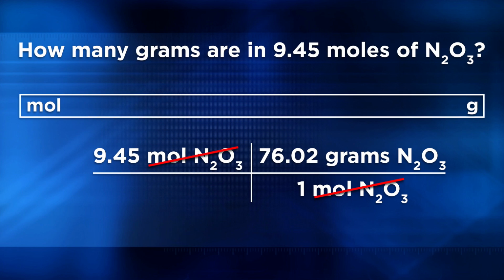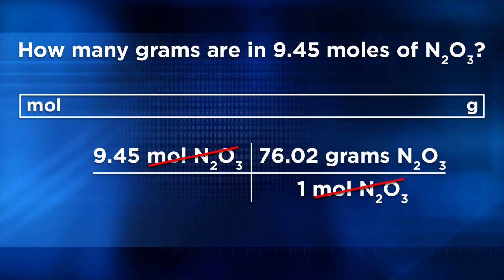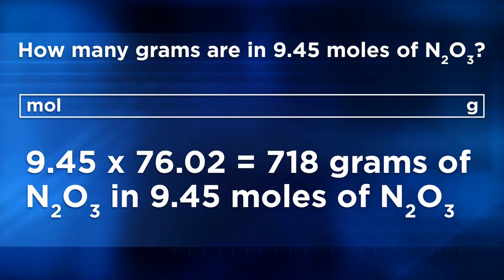Okay, let's read the question again. How many grams are there in 9.45 moles of N2O3? Our answer is 9.45 times 76.02, or 718 grams of N2O3, which is reported in 3 significant figures. Very well done.